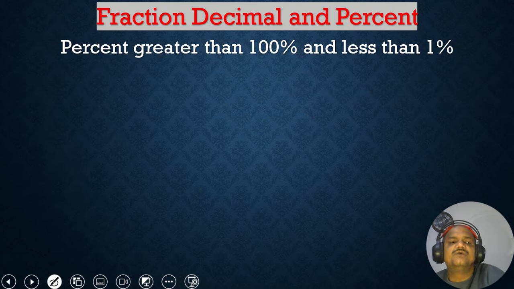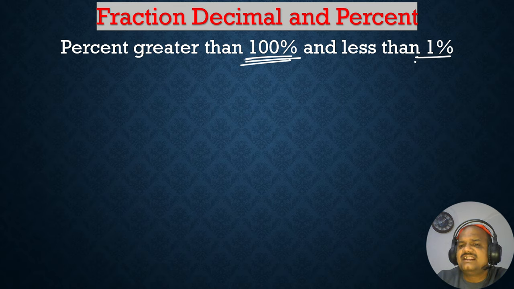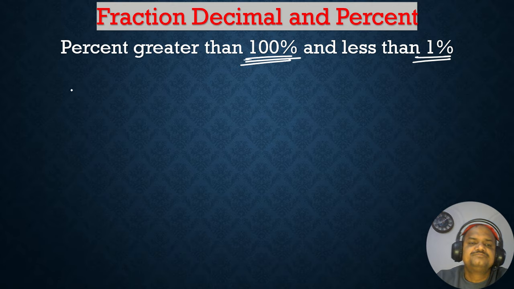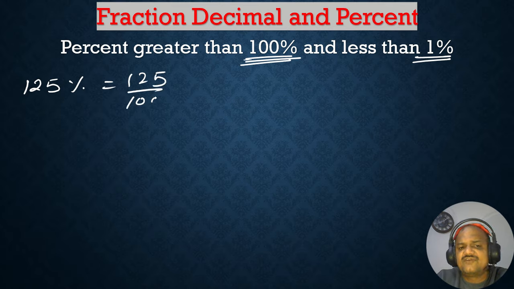Okay. Now, another question can be percent greater than 100% and less than 1%. Okay. You see, greater than 100% means what? 125%. For example, if you say 125 from 100.